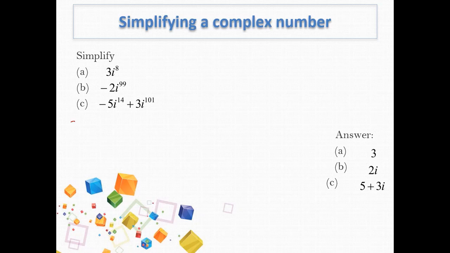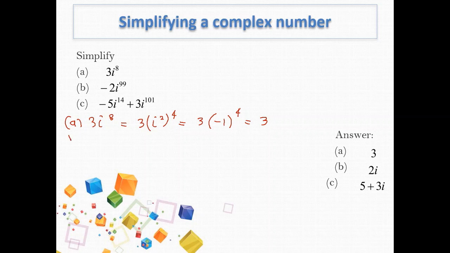Okay, so A is (3i)^8. You can simplify this to 3 times (i^2)^4, since 4 times 2 gives you i^8. So this is equivalent to 3 times (i^2)^4. What is i squared? i squared is -1, so (-1)^4. Negative 1 to the power of an even number gives you a positive number, which is 1. So 3 times 1 is 3.